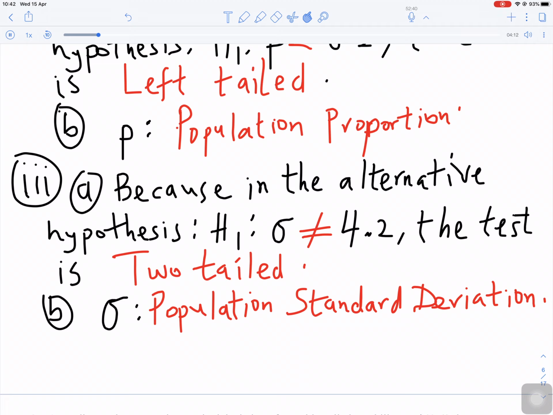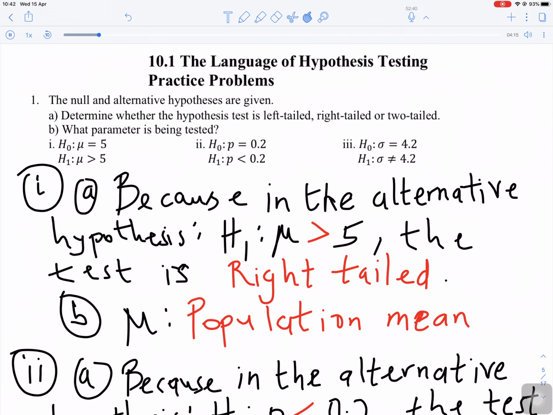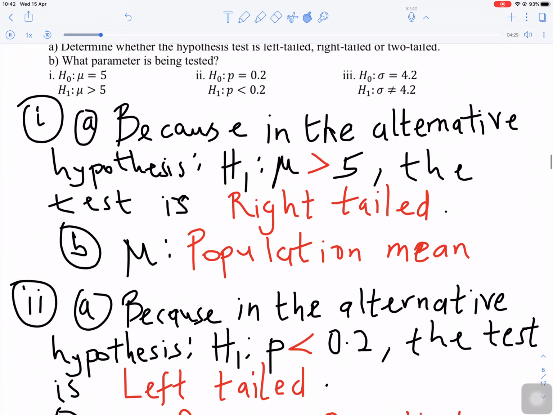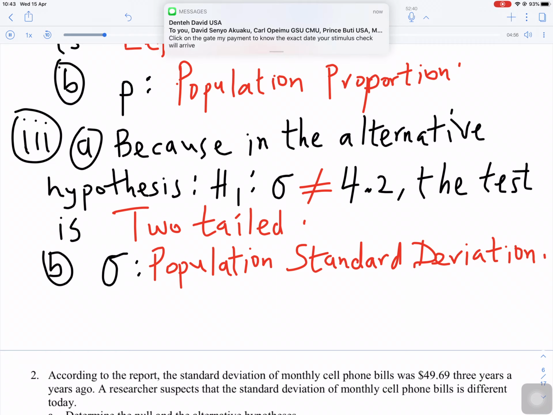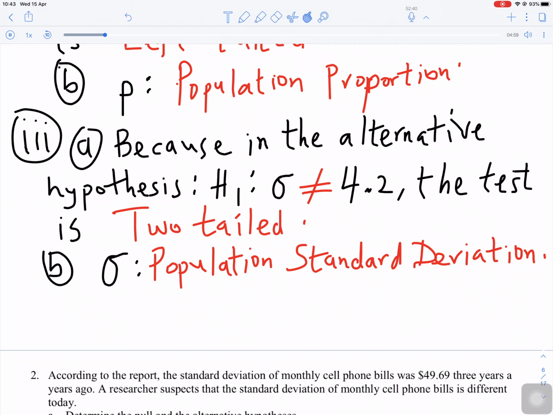Then for the next one, III, we have H0: the population standard deviation equals 4.2, and the alternative hypothesis says the population standard deviation is not equal to 4.2. So what kind of test are we looking at? Because the alternative hypothesis contains the inequality not equal to, the test is a two-tailed test. Then for the parameter that we are dealing with, this is the population standard deviation. Sigma denotes the population standard deviation.